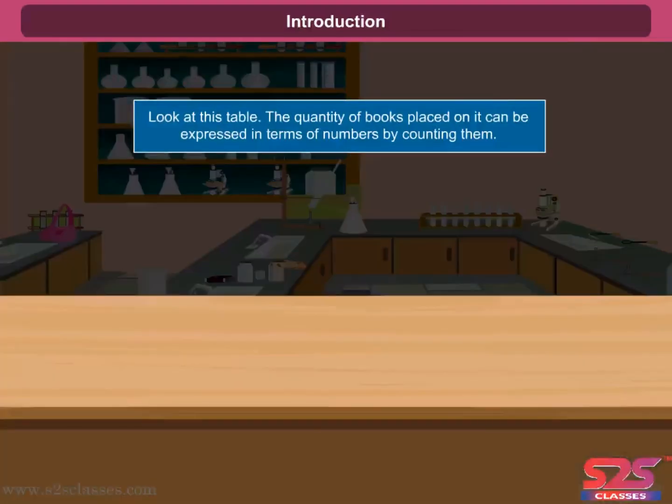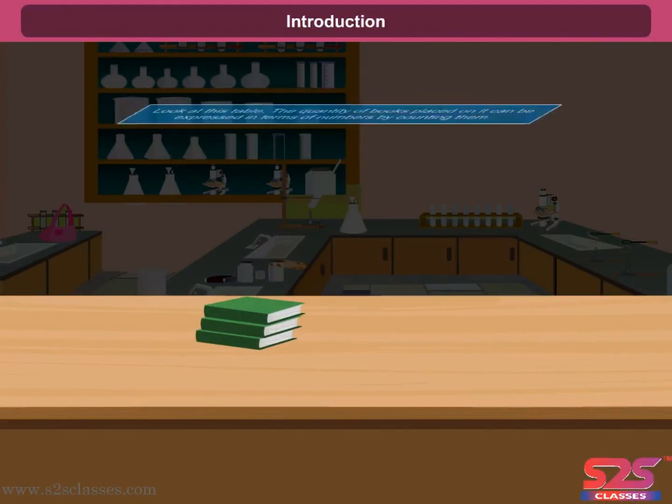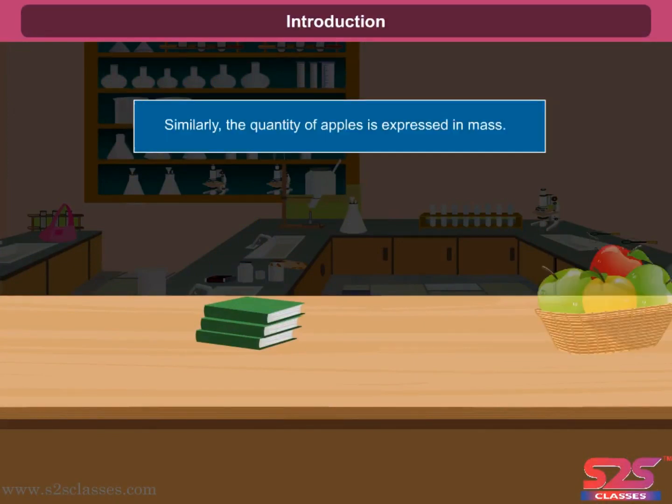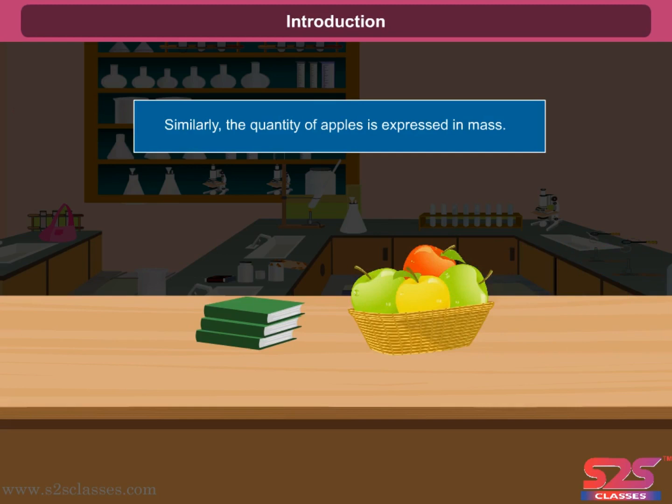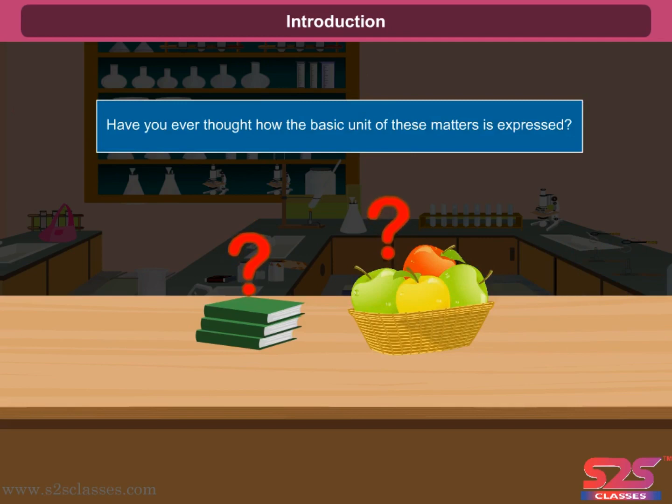Look at this table. The quantity of books placed on it can be expressed in terms of numbers by counting them. Similarly, the quantity of apples is expressed in mass. Have you ever thought how the basic unit of these matters is expressed?